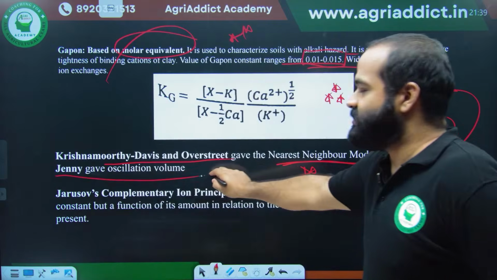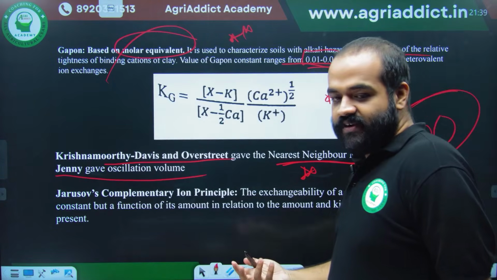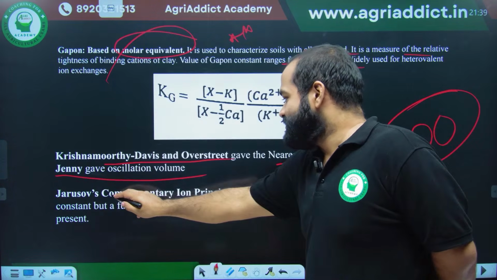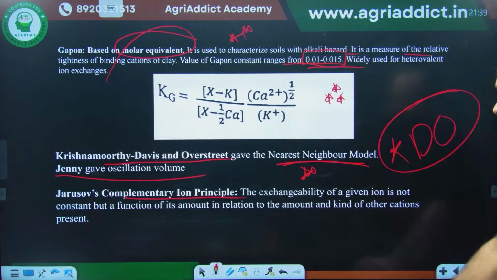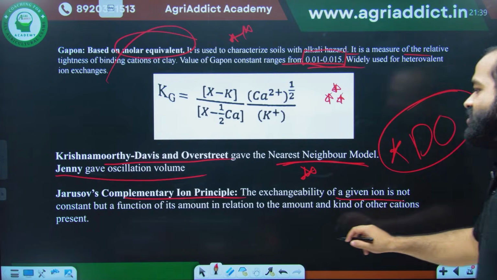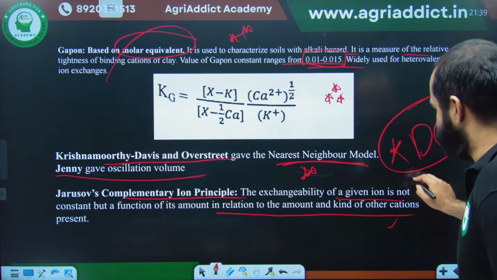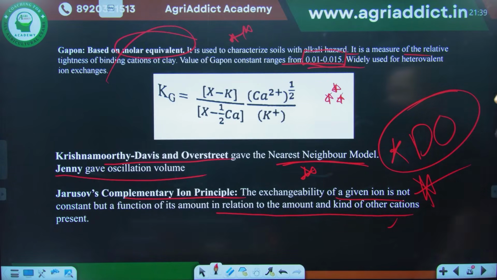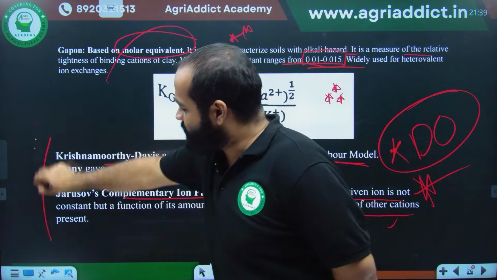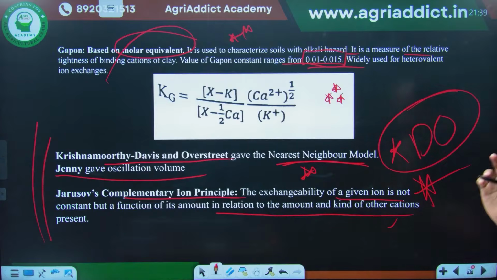Jenny gave the term oscillation volume. We are refreshing and revising Jarusov's complementary ion principle. The exchangeability of a given ion is not constant but a function of its amount in relation to the amount and kind of other cations present. This is also very important. All the three here are very important. If you read the PDF, please remember that.